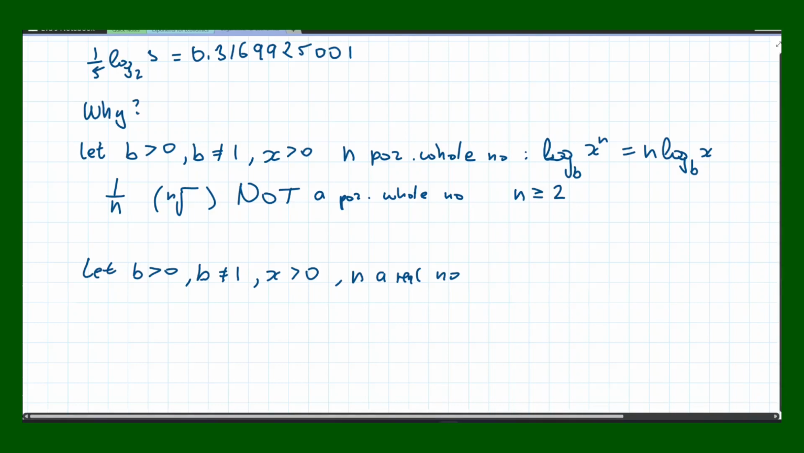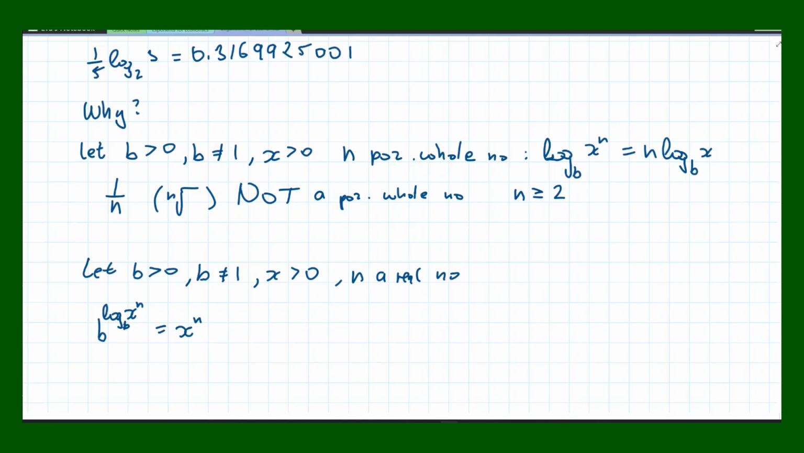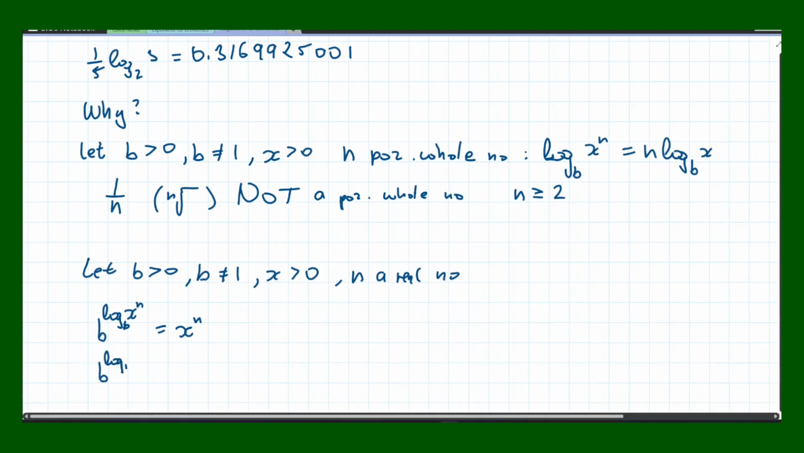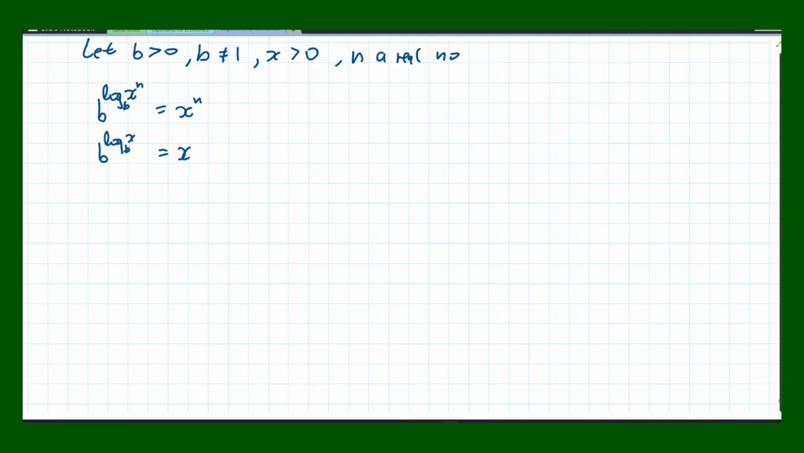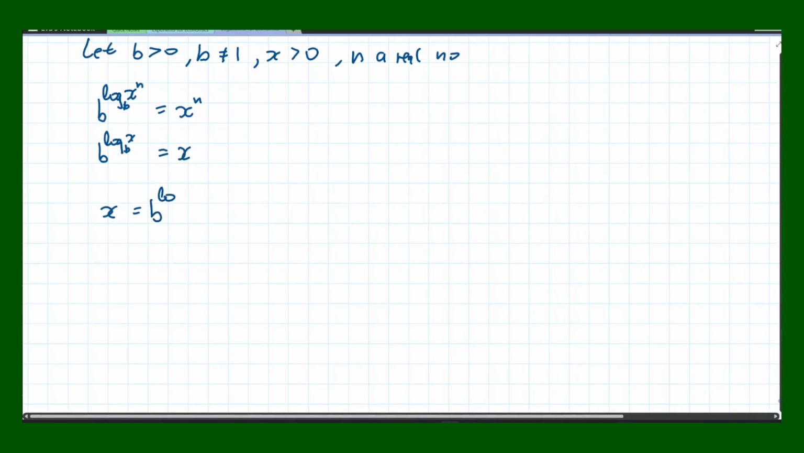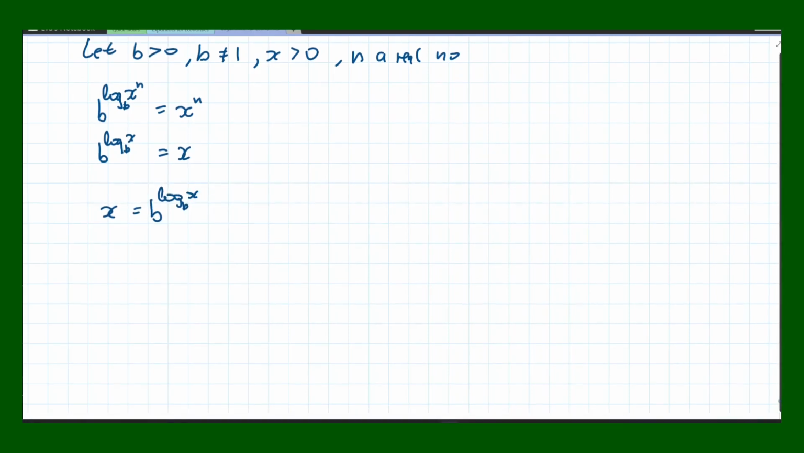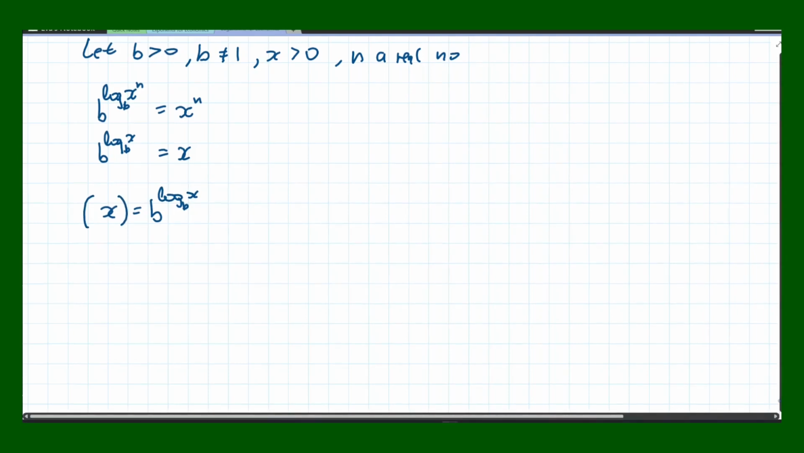So remember from video 6, we know that b to the power of log base b of x to the n is exactly equal to x to the n. And here it doesn't matter whether n is a positive whole number or not. That's by the definition of the log. But now we also know that b to the log base b of x is just equal to x itself. Now let us make some space. If I switch the sides of the above equation, I can write x equals b to the log base b of x. Now, let us raise both sides to the nth power.